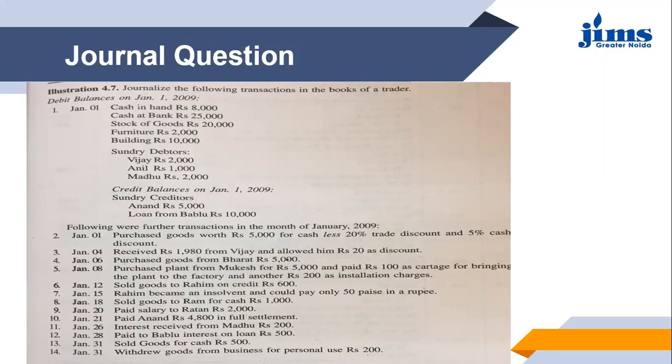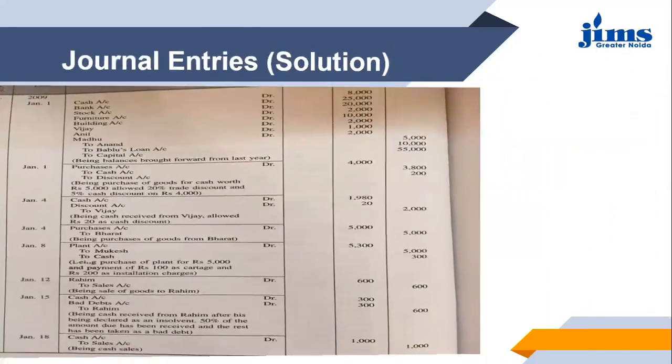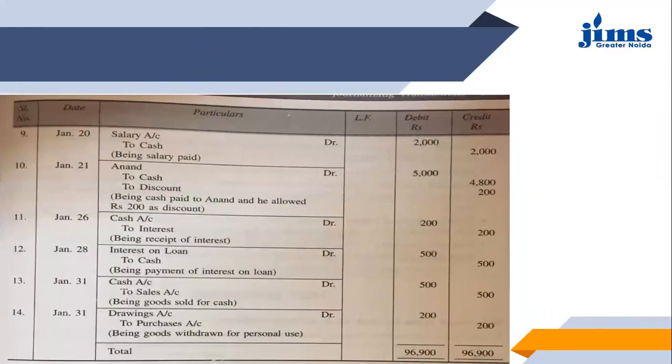And since it is goods which are getting withdrawn, obviously the purchase account will be credited. So we can see the final entry here in the question: drawings account debited to purchases account, 200 rupees, being goods withdrawn for personal use. We'll put the date, the entry, and then the debit and credit amounts will be there in the respective column. So this is it for the journal entry. If you have any doubts, you can mail me for the doubts accordingly.